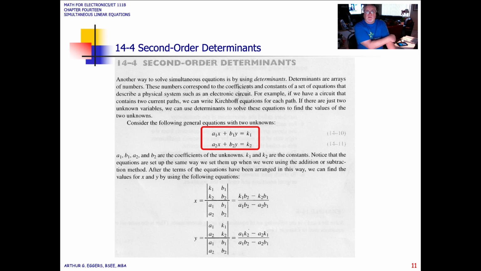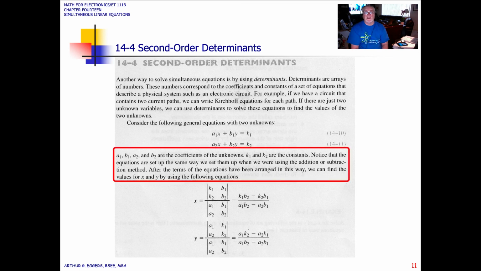So as an example, if we have a circuit that contains two current paths, we can write what we've learned about Kirchhoff's equations for each of those paths. If there's just two unknown values, we can use the determinants then to solve for equations to find the values of the two unknowns. So our two unknowns are still the x and y, as you can see in these two general equations. So A1, B1, A2, B2 are the coefficients that we normally see as number values, and K1 and K2 are the constants that we normally see in our previous examples as constants.